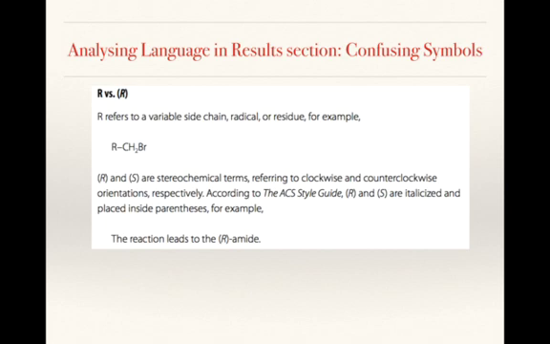As you read the text, it becomes clear that the authors have organized the table not in an arbitrary way, but according to nitrile type: aromatic, electron poor aromatic, electron rich aromatic, etc. And this organization helps the reader see the trends in the data. The slide that we can see here refers to R as a variable side chain, radical, or residue, and it gives you an example.